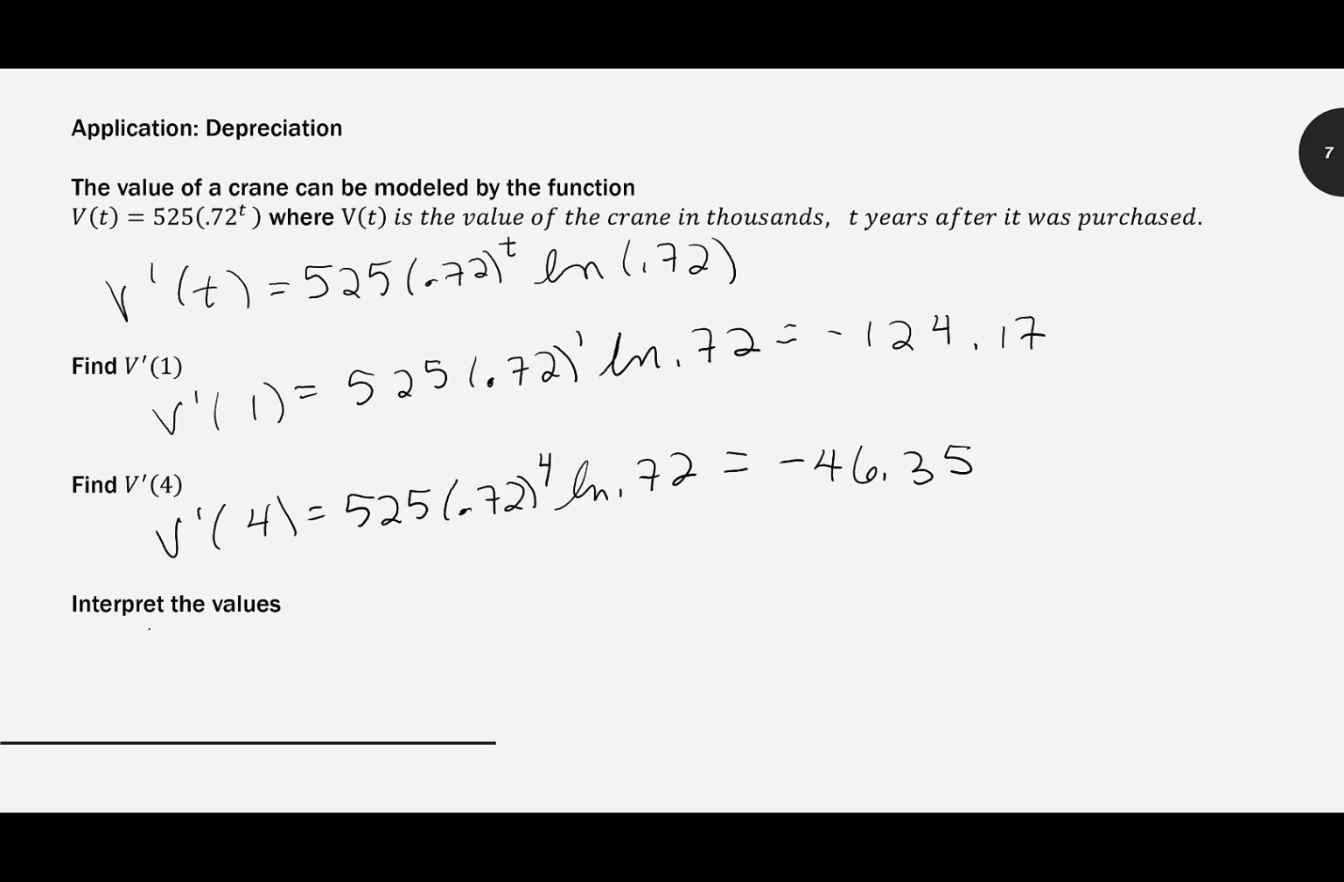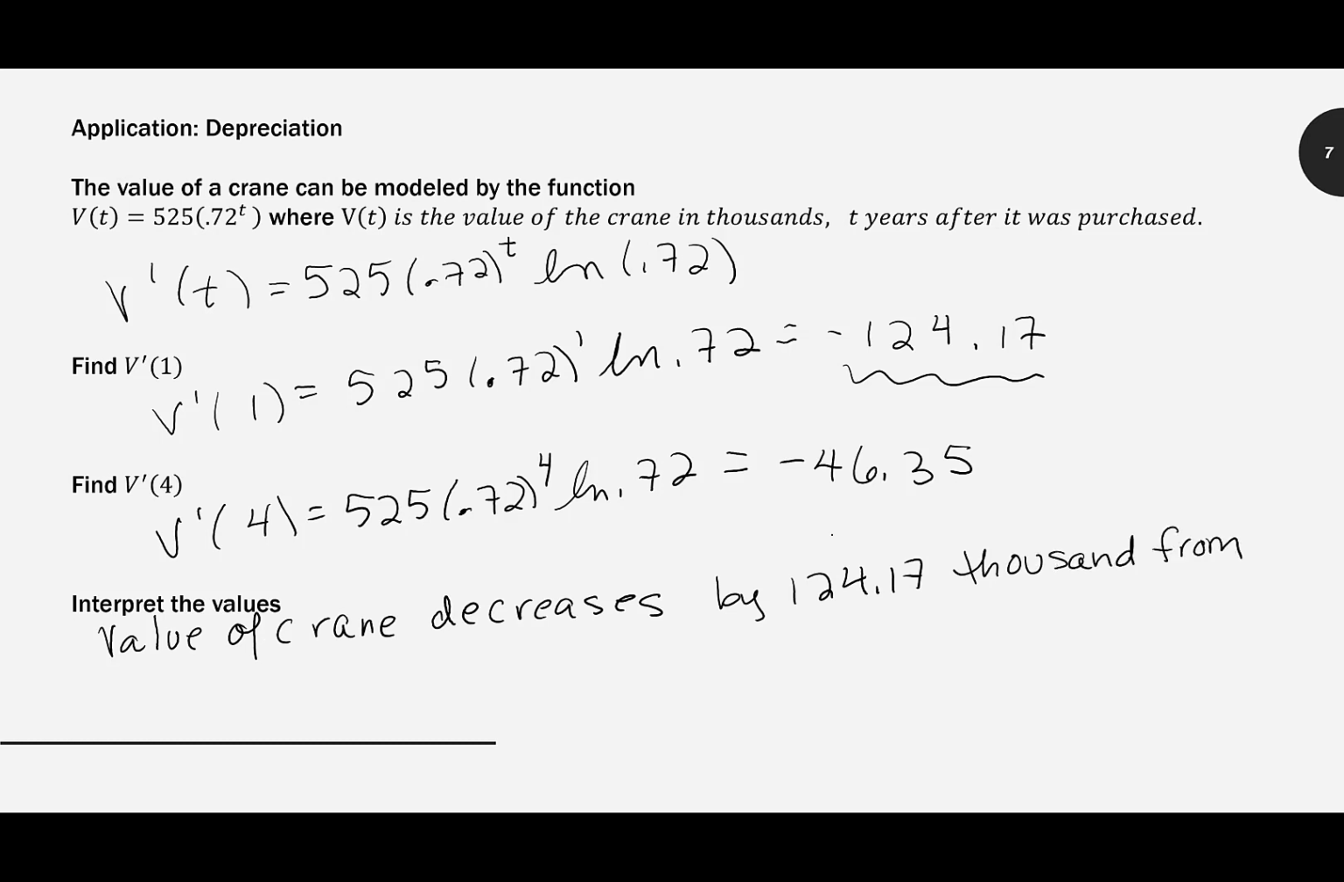Interpretation. V prime of 1 says that the value of the crane will decrease by $124.17 thousand between year 1 and year 2. Then V prime of 4 being negative 46.35 says the value of the crane decreases 46.35 thousand between year 4 and year 5.